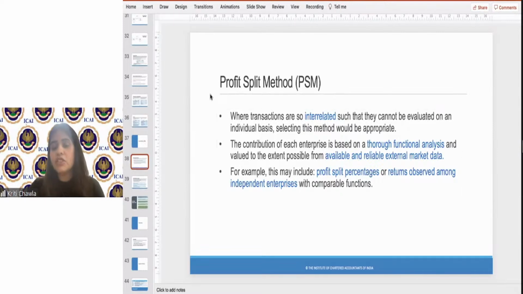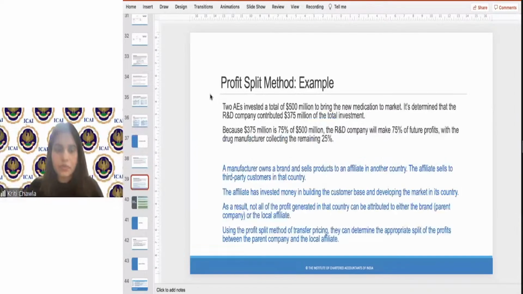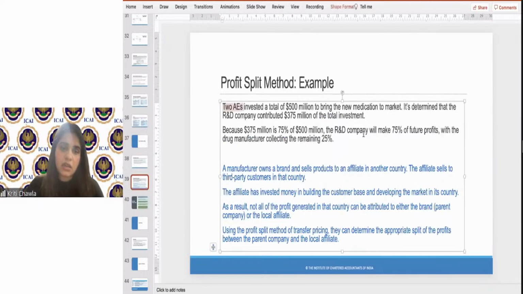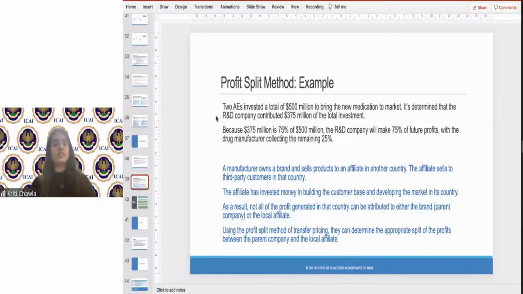Let's take an example. It's going to get clearer then. Let's take the black font example. In this particular example, there were two AEs. These were associated enterprises, and they had a project that they were coming up with.